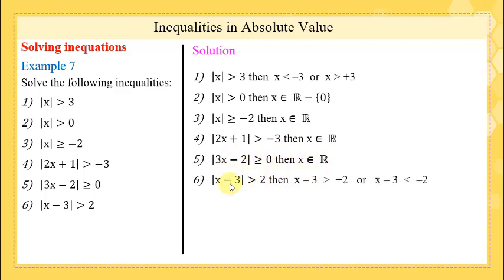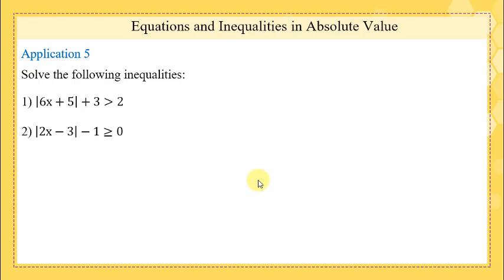Absolute value of x minus 3 greater than 2. Since 2 is positive, we write x minus 3 greater than positive 2 or x minus 3 less than negative 2. Therefore, we get x greater than 5 or x less than 1. Application 5. Solve the following inequalities.